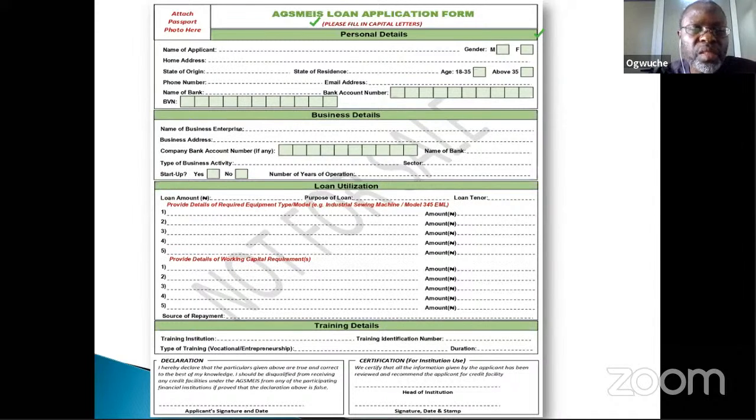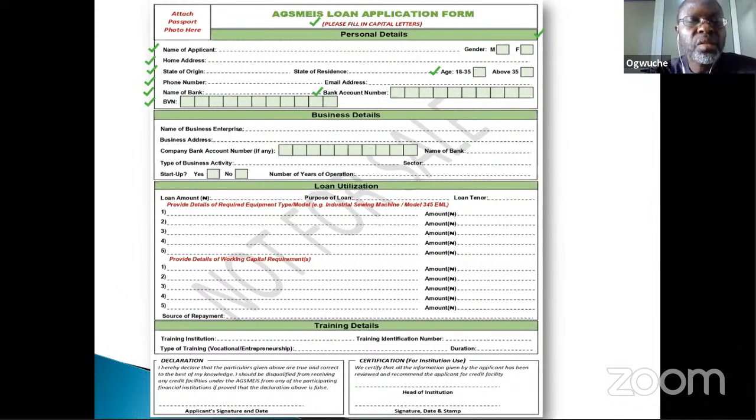Here, the only difference is that you could be from state A and then you are resident in state B, or you are from state A and then of course resident in state A. You're from Kaduna State and then resident in Kano State, or you're from Kaduna State and still resident in Kaduna State. So whichever one it is, let us have it. And then the age bracket, your phone number, then your email address, the name of bank, and then your bank account, your own personal bank account, not company bank account now. Then again, BVN. BVN is, as I said earlier, very important. You let us have your BVN.